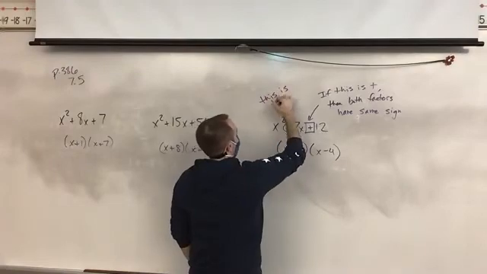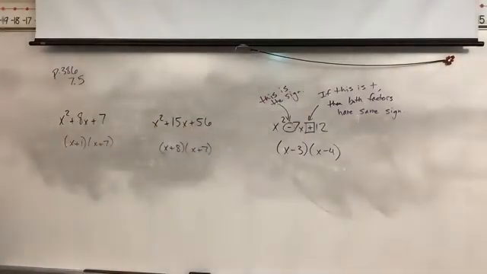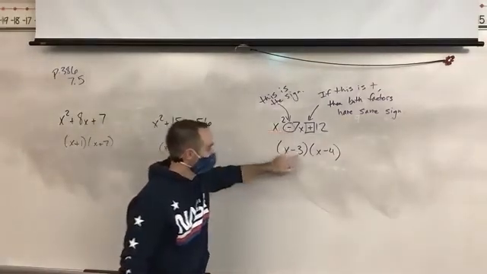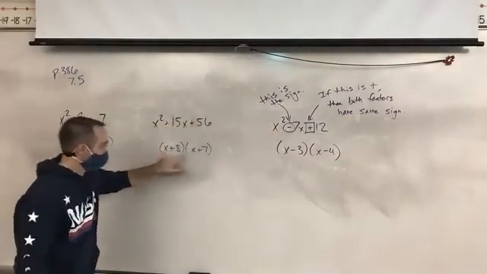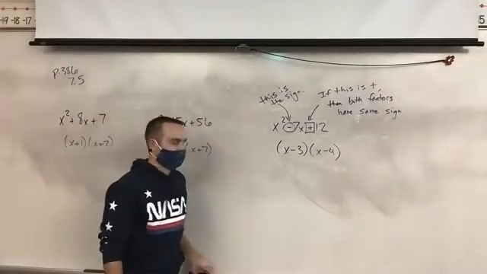This is the sign. So if that last term is positive, then both of your factors are going to have that sign. If it's negative, they're both going to be negative. If it's positive, they're both going to be positive. So we can tell a lot just by looking at the signs of our original question. And we can tell whether they should both be positive or both be negative.